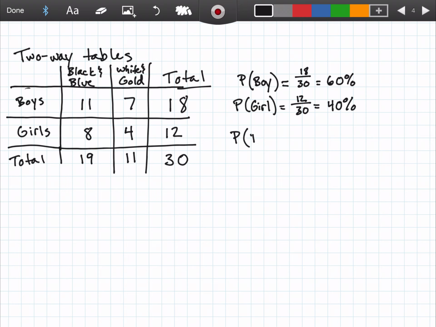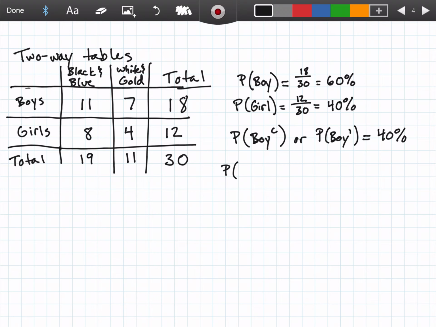Another way we could have written that, remember that's the complement of being a boy, or another way you could have seen that, at least we saw it in math space, the boy prime. So the opposite of boy, which was girl. So that's the 40% there.